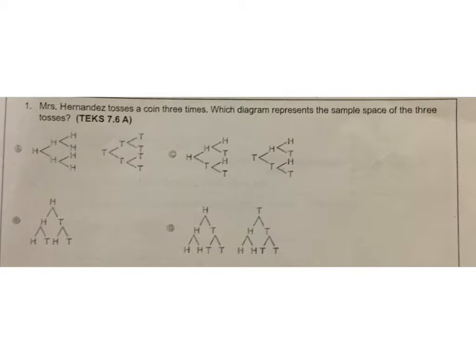Number 1. Mrs. Hernandez tosses a coin 3 times. Which diagram represents a sample space of the 3 tosses? A, B, C, D.